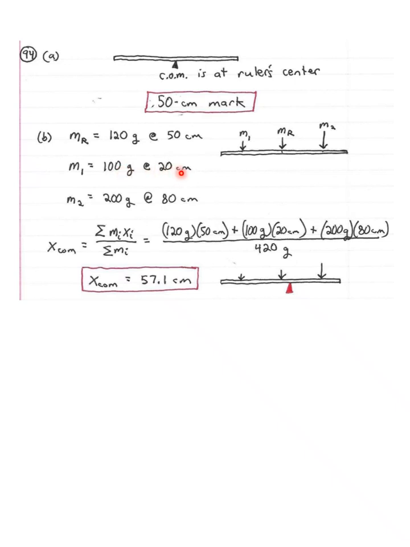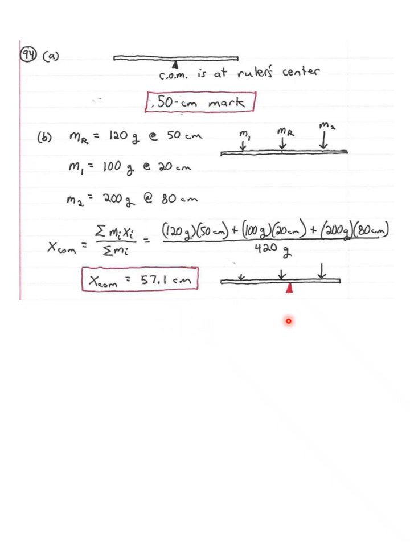And now we plug those values, the masses and the positions, into the equation. Notice the units I've kept are grams and centimeters. That's okay. Grams are going to divide out. We're going to be left with centimeters, and we get 57.1 centimeters.